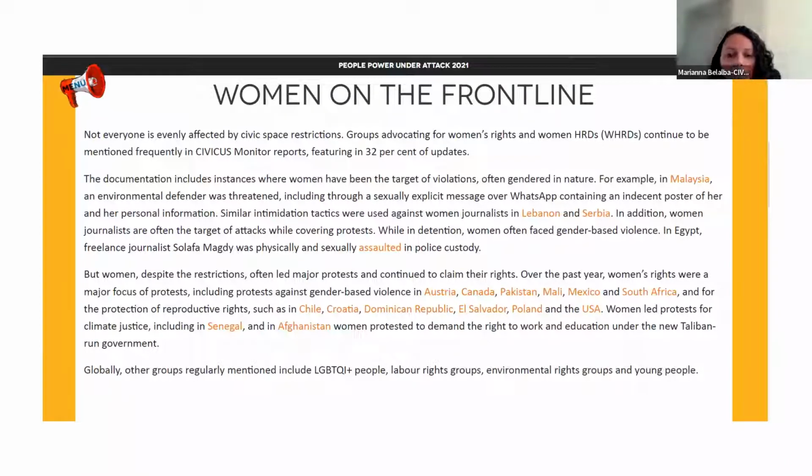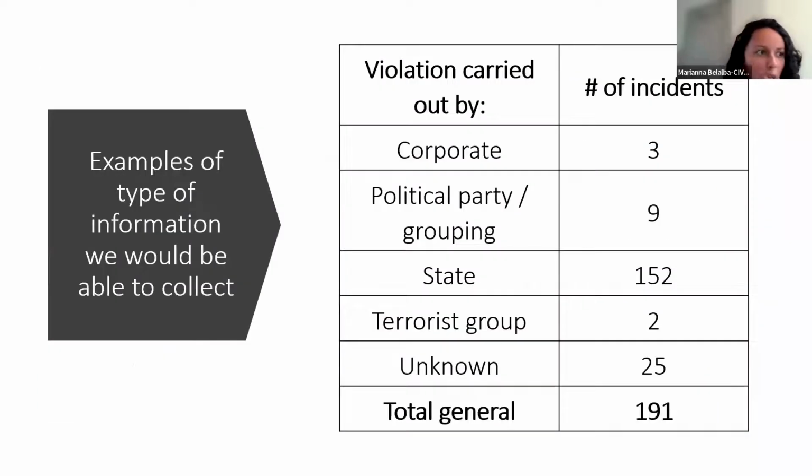So we did a very brief analysis of that data, just to show you. We haven't actually ever presented this data to the public. So we basically just took the data that we have from March of last year to show you what type of information we, and you, will be able to use from next year forward when we start implementing this system. So as you can see here, next year in People Power Under Attack, or the year after, you are going to be able to see and use information like, yes, these are the top violations, but who actually was the perpetrator?